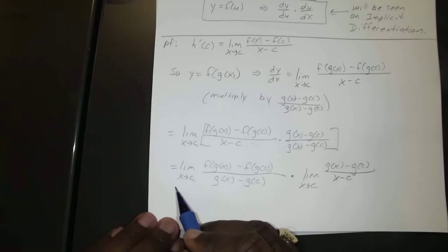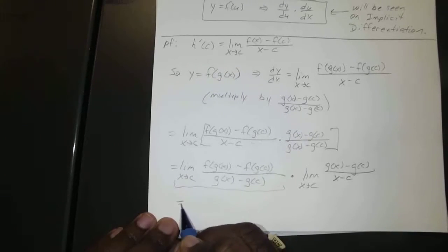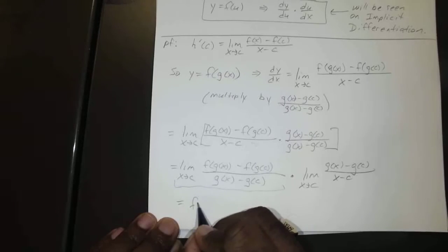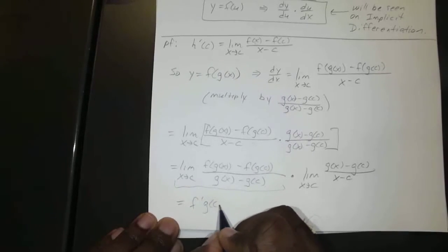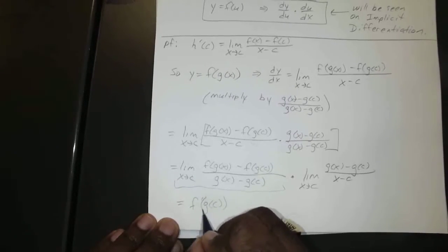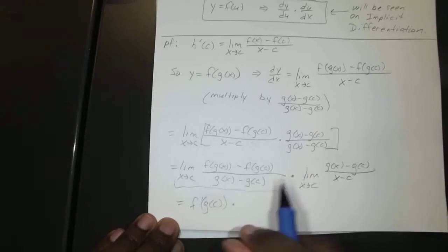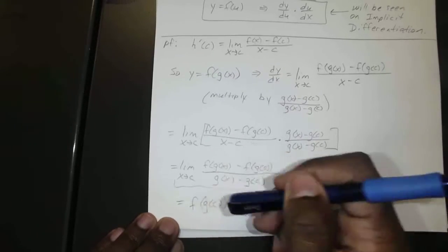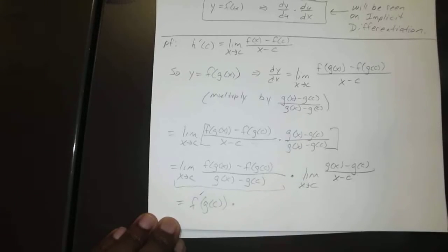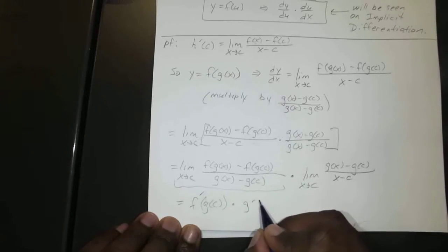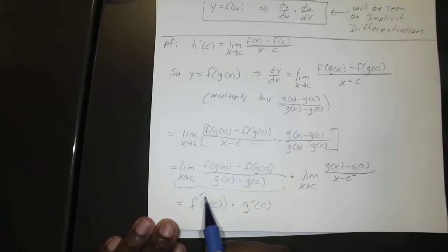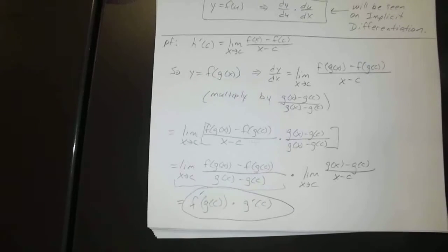Okay, so if you look at this, this is actually the derivative of f prime of g of c times g prime of c. Okay, so that's where the formula actually comes from.